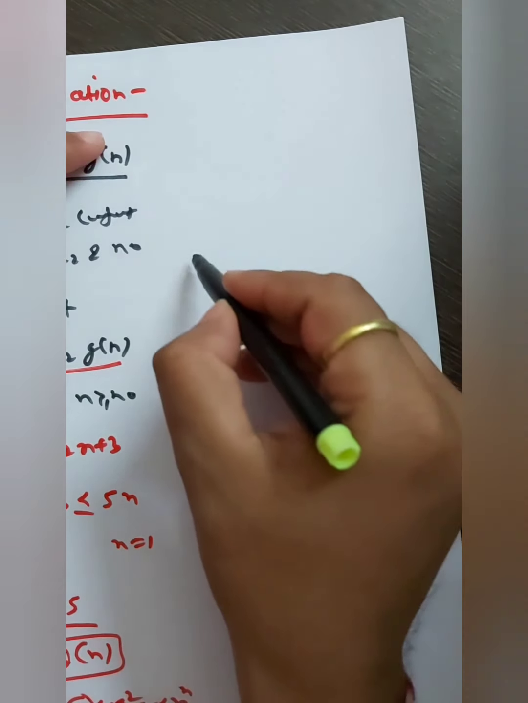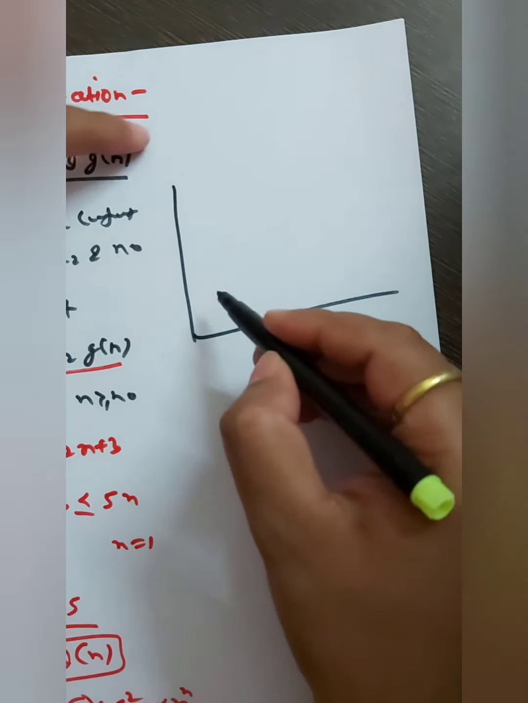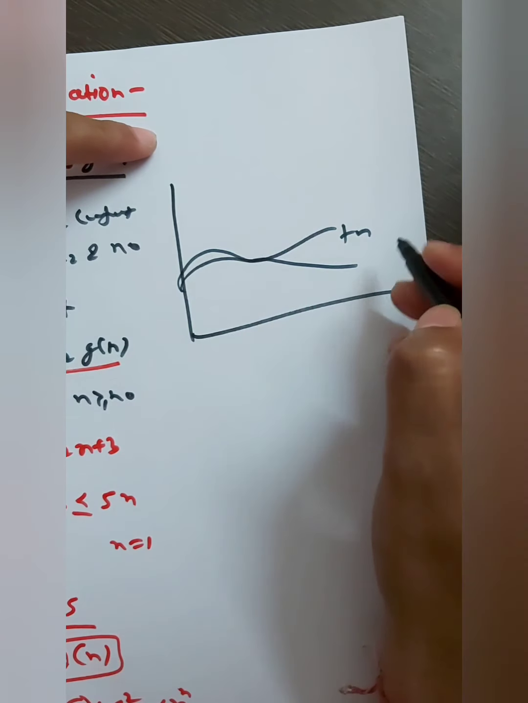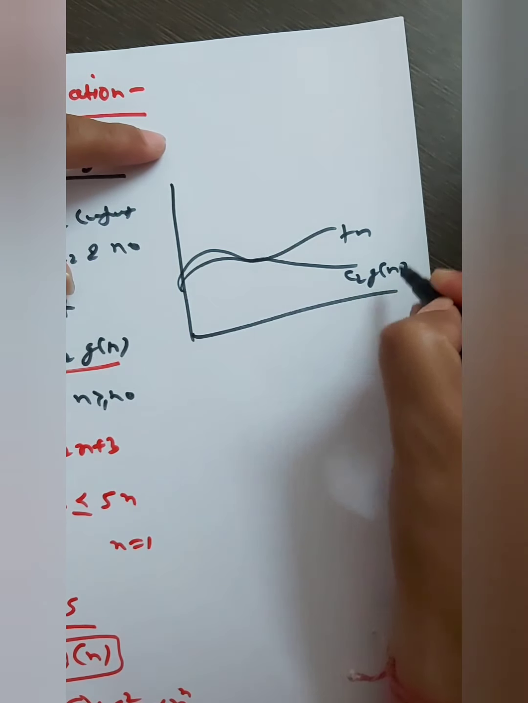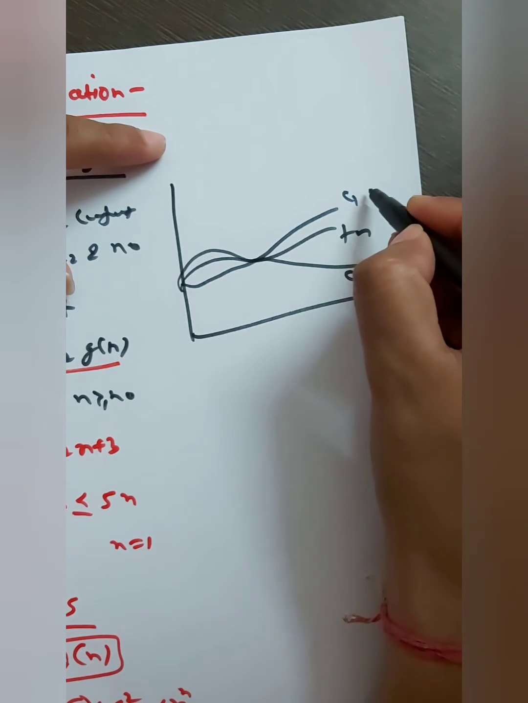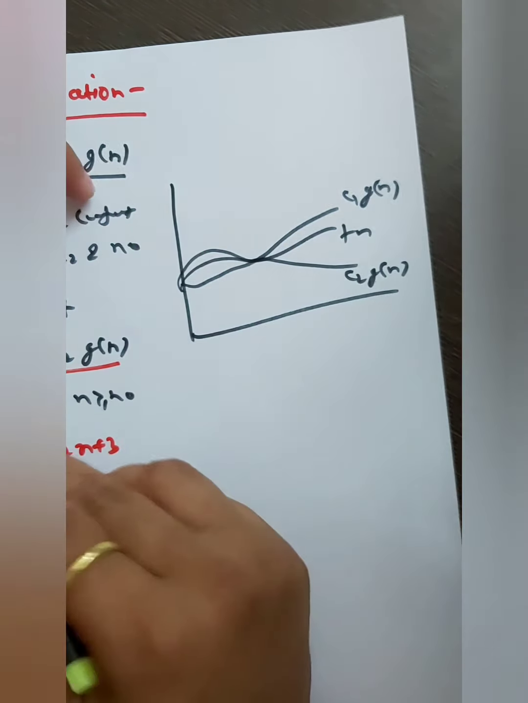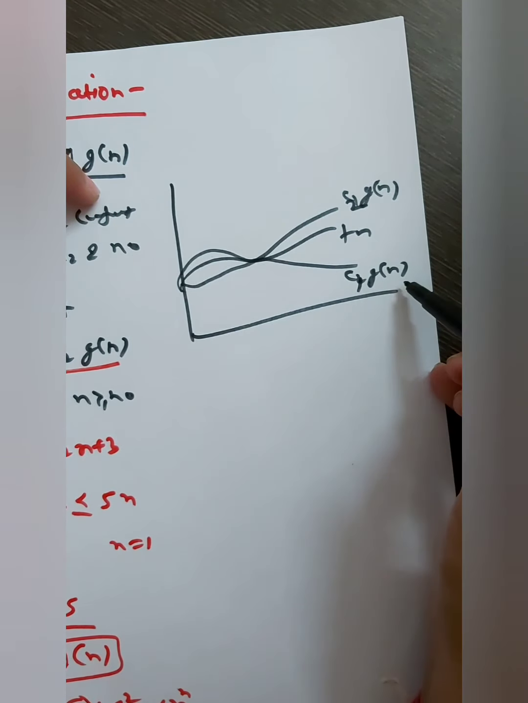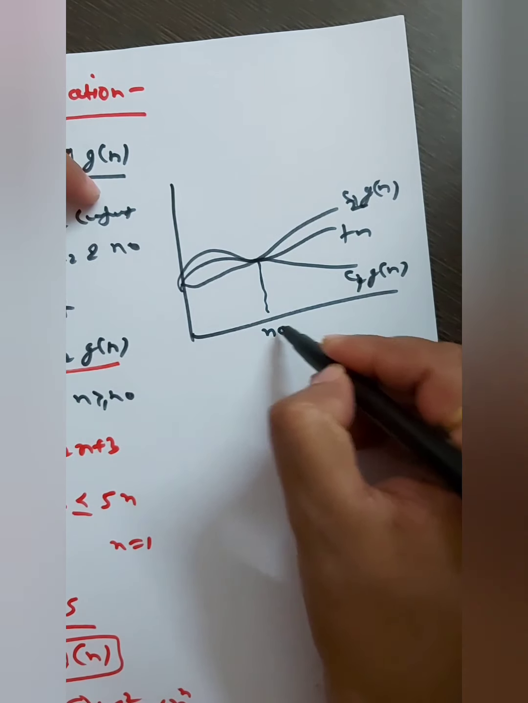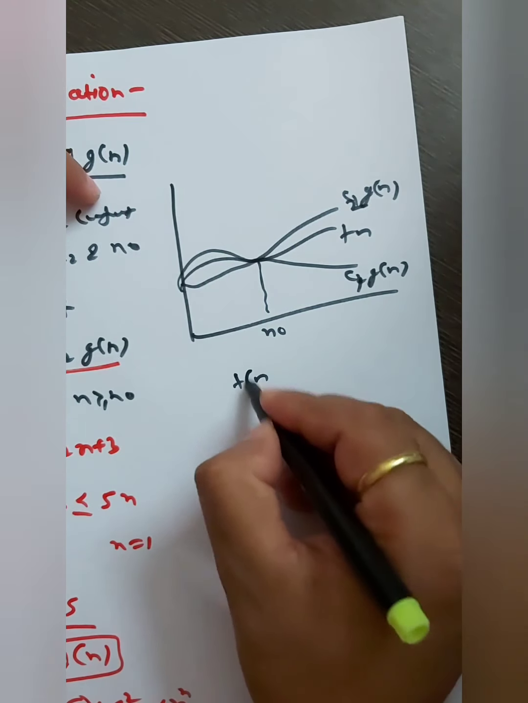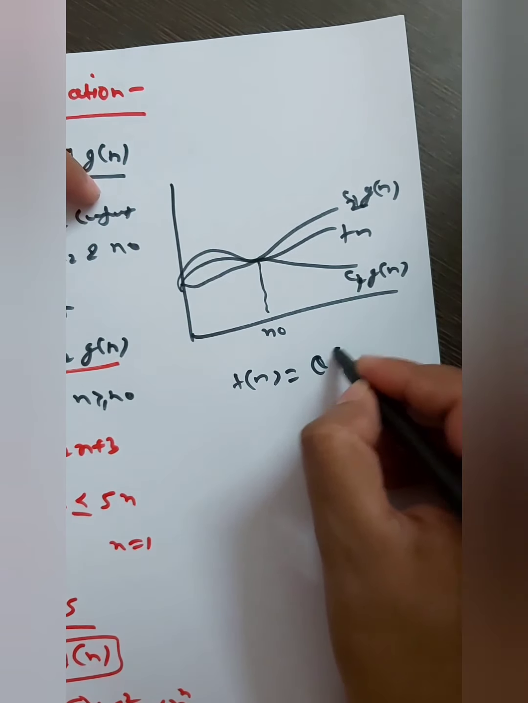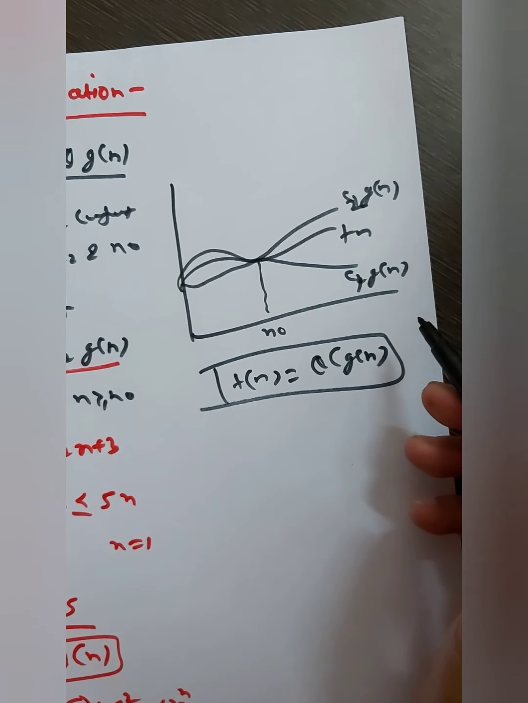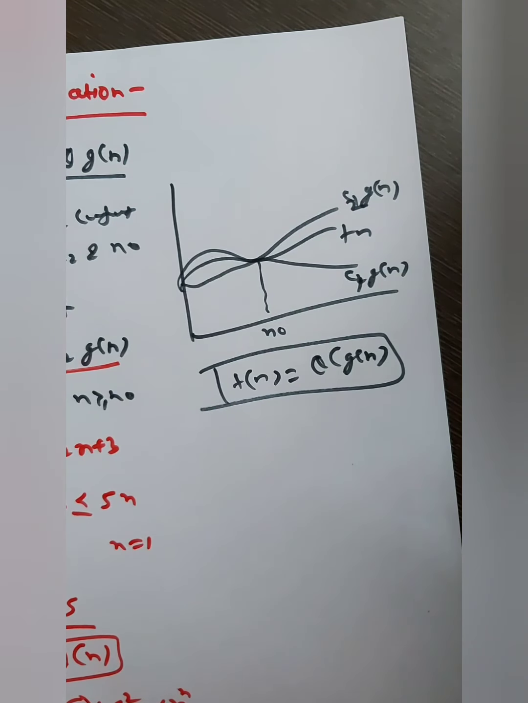And if you see it in a pictorial form, then there are three functions: f(n), c2 g(n) and c1 g(n). Here the c2 and c1, like so. The f(n) function is tight bound with c2 g(n) and c1 g(n). So from here, this is n naught. So f(n) is equal to theta of g(n), right? So this is the graphical or pictorial form of theta notation, right?